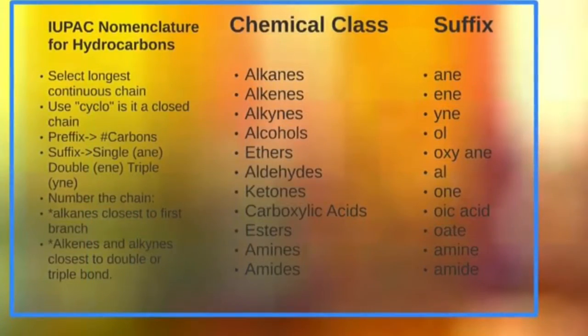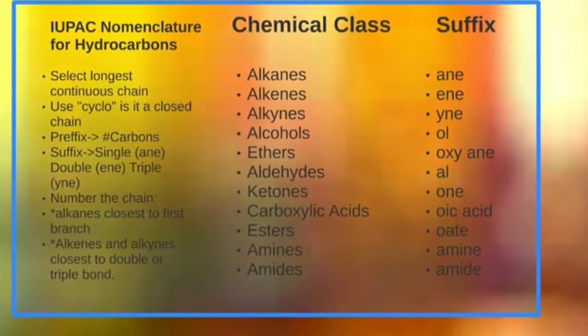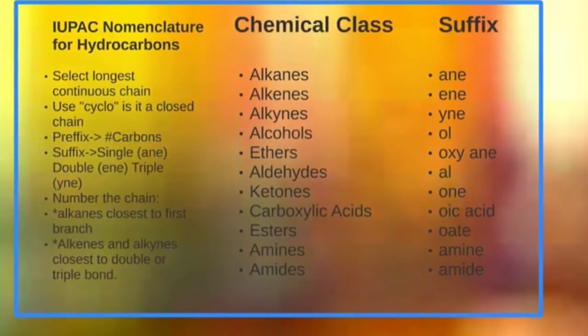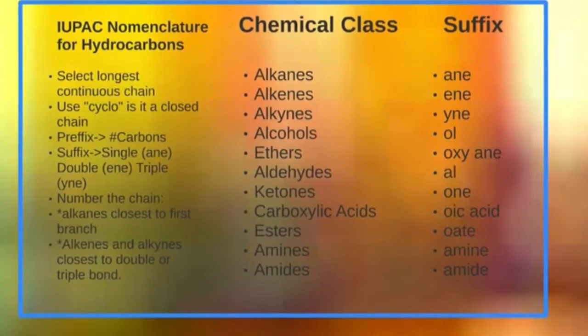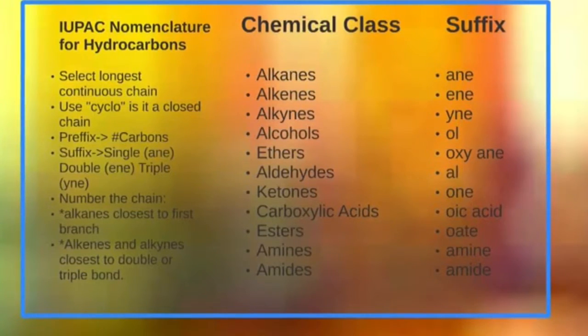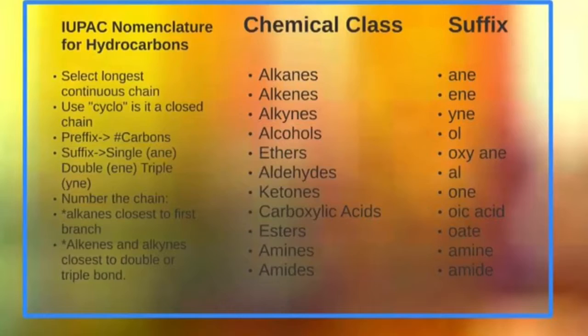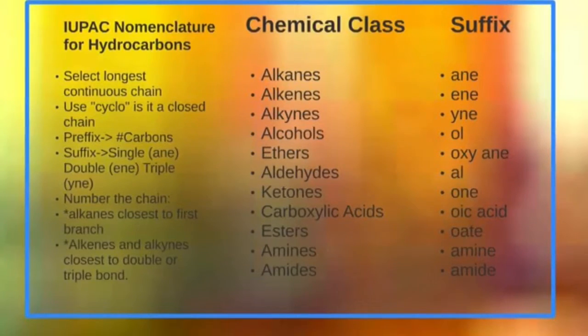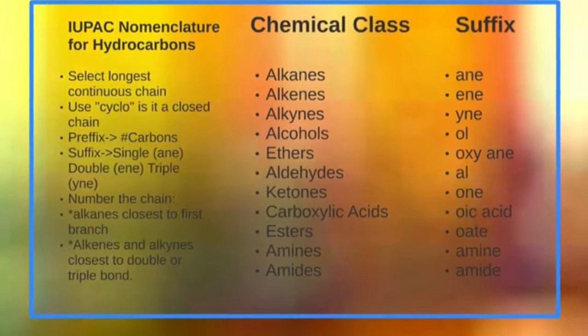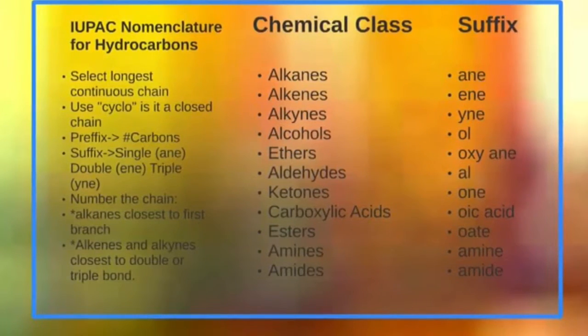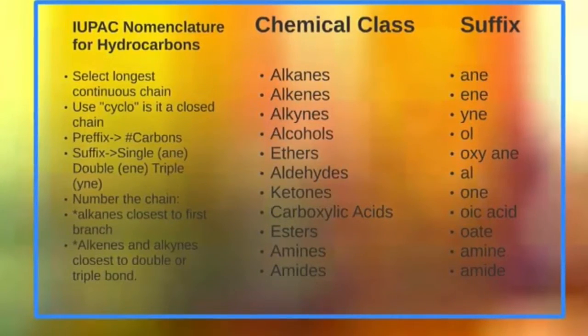IUPAC nomenclature for hydrocarbons. Select the longest continuous chain. Then use cyclo if it's a closed chain. Then use the prefix according to the number of carbons. Then use the suffix according to the type of bond: if it's single, ane; double, ene; triple, yne. Then number the chain. For alkanes, number to the closest branch, and for alkenes and alkynes, number to the closest double or triple bond.